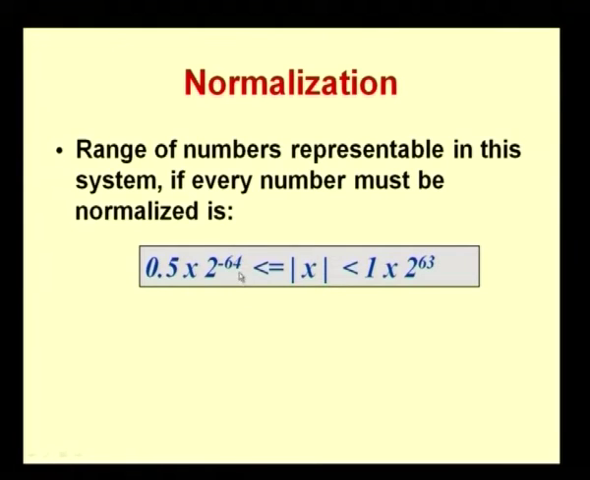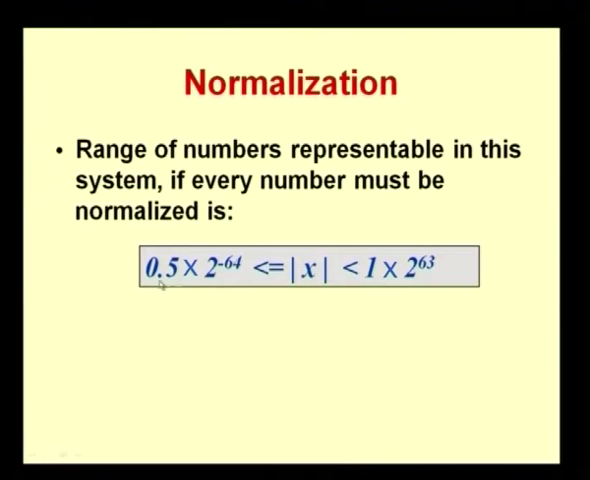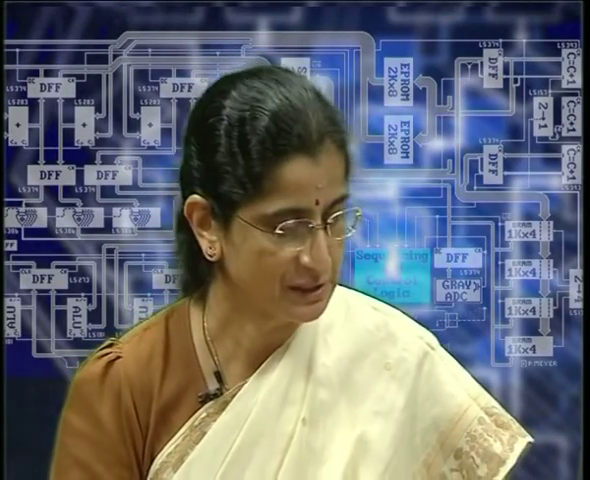0.5 into 2 to the power of minus 64 is less than or equal to modulus of x, which is less than 1 into 2 to the power of 63. So the maximum number that I can have will be less than this value, and the smallest number I can have will be 0.5 into 2 to the power of minus 64. Of course, both can be a negative number or a positive number, which is why we say magnitude of x is this. So the magnitude ranges between these two numbers. This is the range of numbers that we can represent with our 32-bit representation.